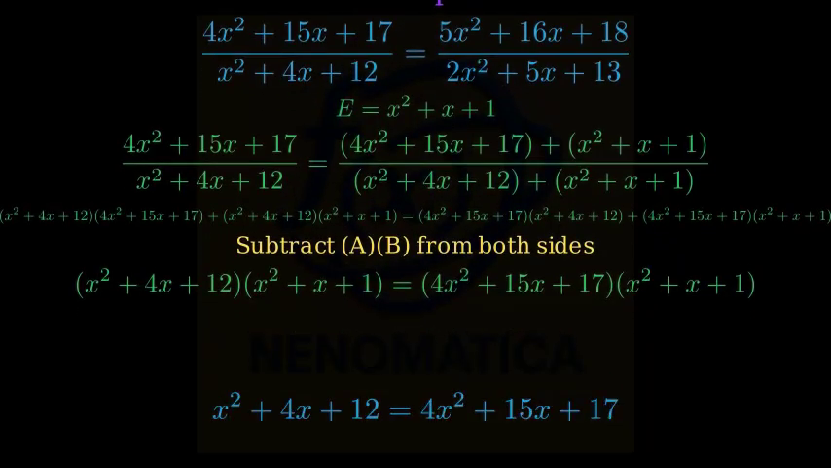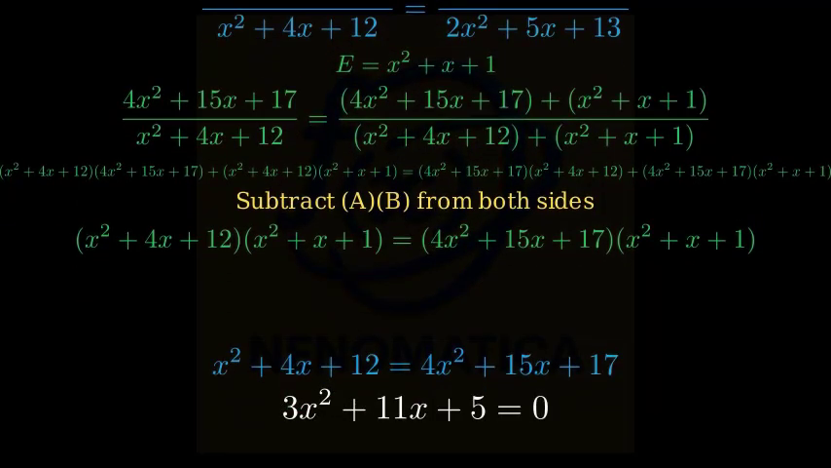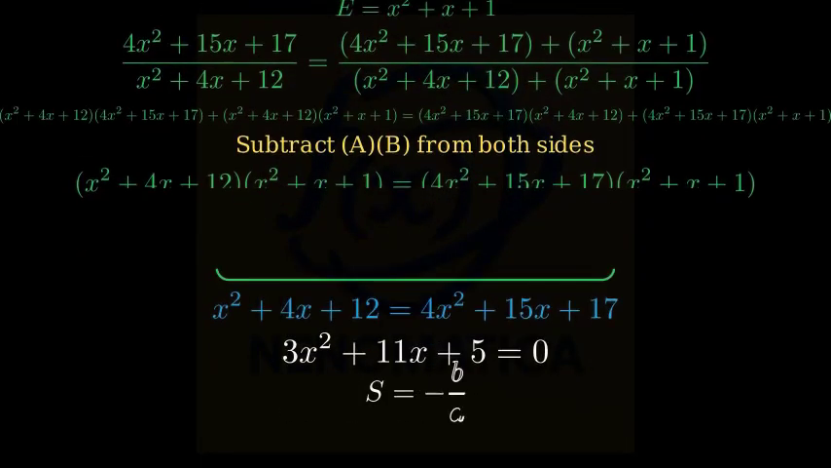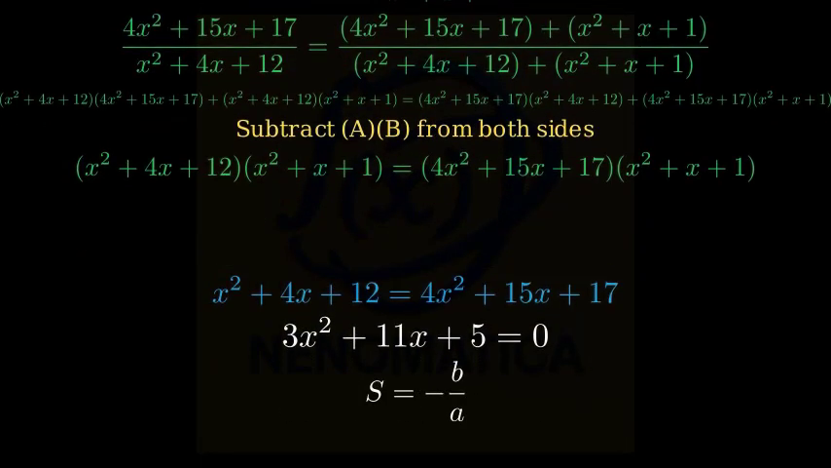Bring everything to the right to form a quadratic equal to 0. That leads to 3x squared plus 11x plus 5 equals 0. We are asked for the sum of the real solutions, which for a quadratic x squared plus bx plus c equals 0 is negative b over a. Here, that is negative 11 over 3.